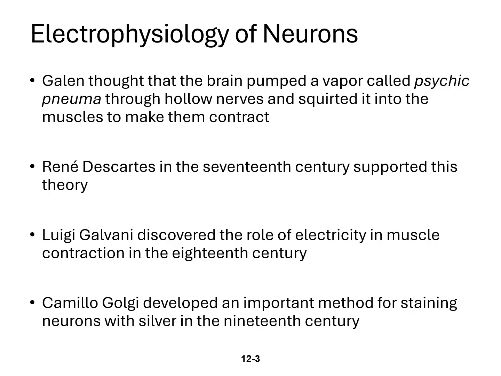He thought the brain pumped a vapor called psychic pneuma through hollow nerves and squirted it back into the muscles. You might have remembered Aristotle thought the brain was just like a radiator for blood to give off heat. René Descartes, 17th century, supported this theory. So even in the 17th century, they didn't really know what the heck the brain did.